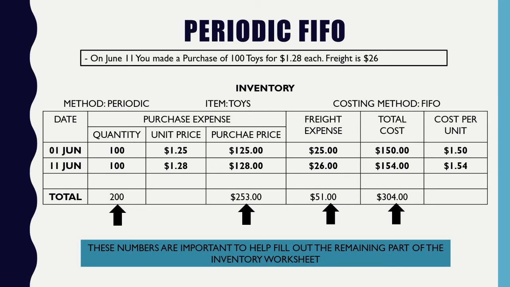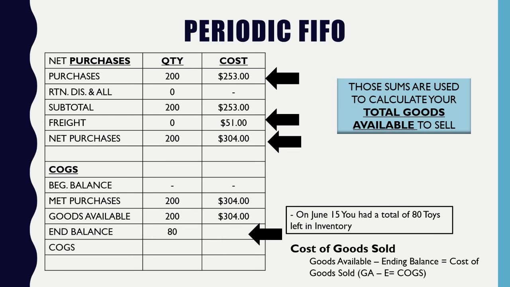What these four totals do is fill out the bottom half of my worksheet. So here, my total quantity: I have 200 in grand total purchases. My total purchase price is going to be $253, and my total freight was $51, to give me a grand total cost of $304.